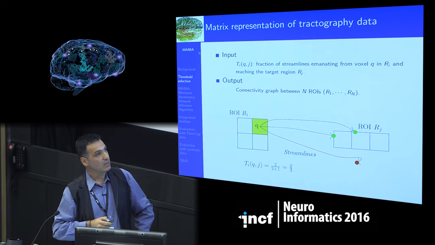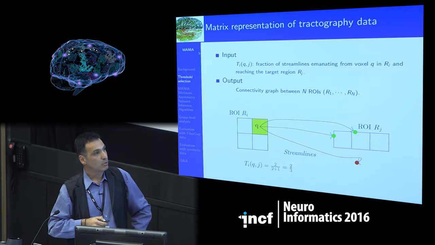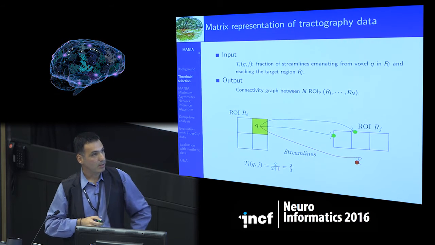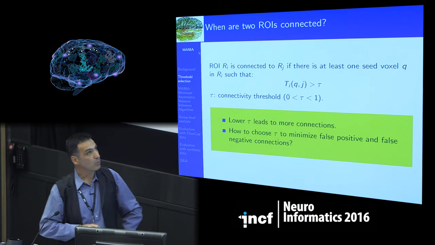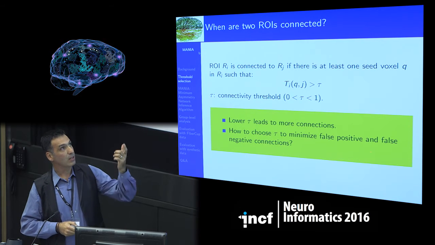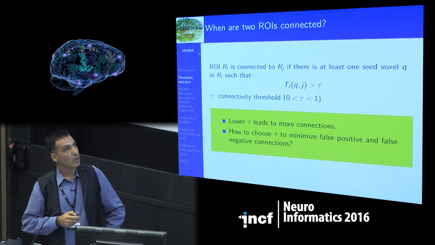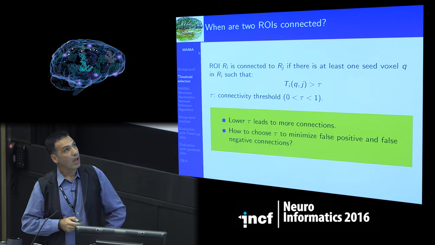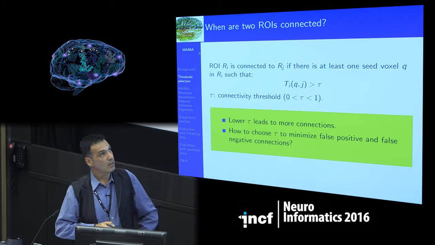Some of these streamlines just don't make it, and so eventually you will have these fractions. In this example, 2 out of these 3 streamlines make it to the target. If you have these fractions and you want to ask whether this voxel Q of region I is connected to region J, you typically need a threshold. If this fraction is more than this threshold, then you say that there is a connection there. Otherwise, you say that there is no connection.